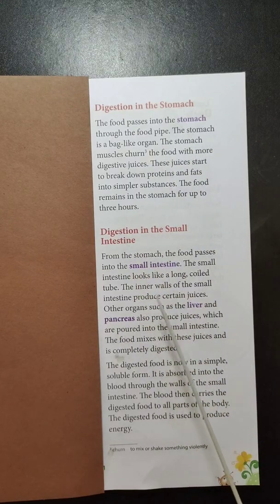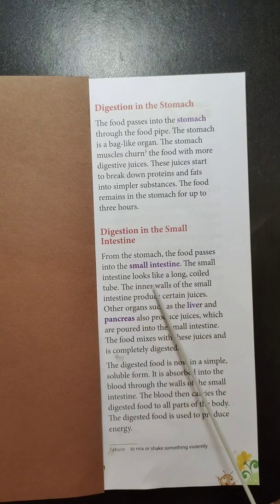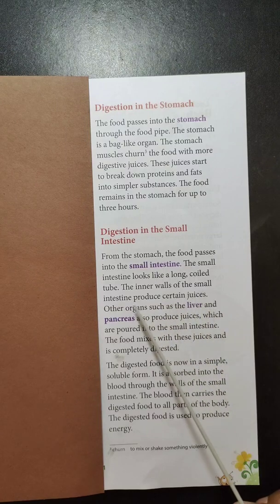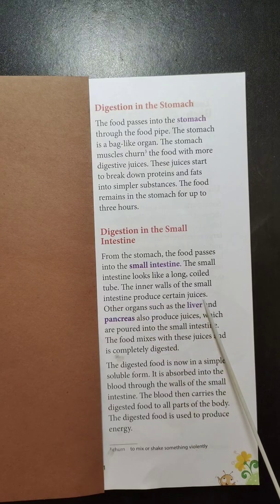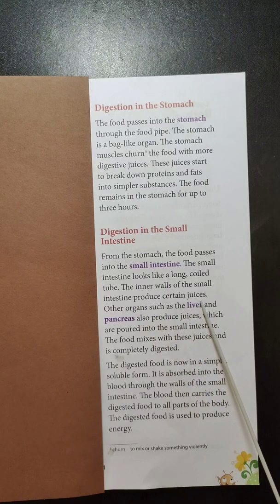Digestion in the small intestine. From the stomach, the food passes into the small intestine. The small intestine looks like a long coiled tube. The inner walls of the small intestine produce certain juices, digestive juice itself.